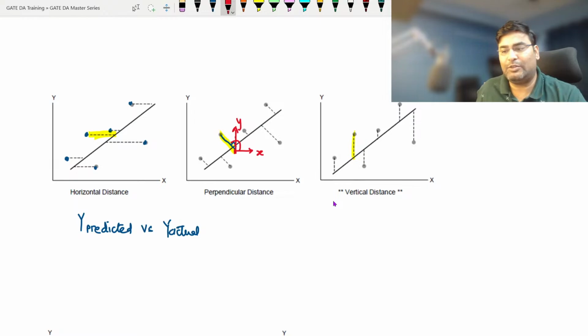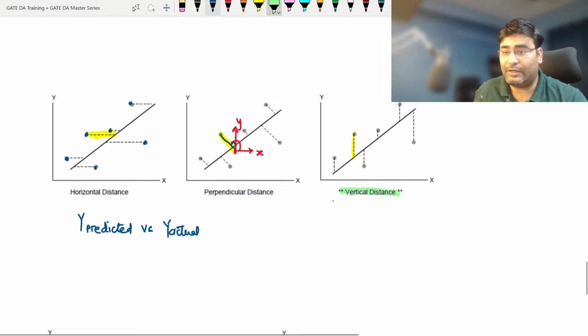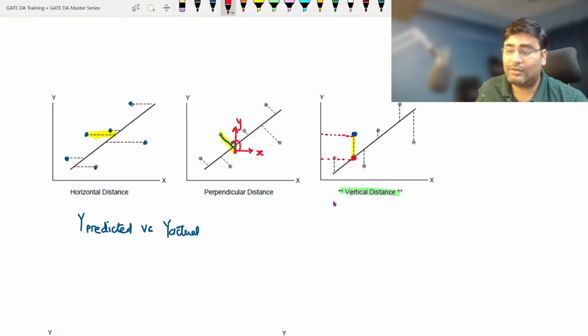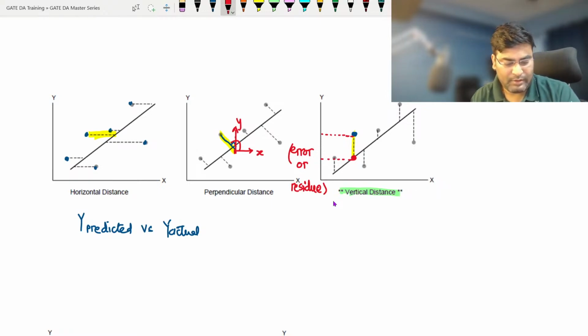So that brings you to the final one, which is the vertical distance, because here you are trying to compare the actual with the predicted y. So if you look, this is your actual and this is what you have predicted. You can clearly see that you are getting the gap or distance between the actual and predicted y, and later you will know that this is what we call error or residue. Clear guys? Make sense?